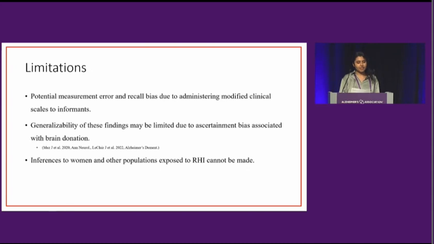There were some limitations as we couldn't administer these scales to the donors themselves, so there might be some measurement error and recall bias. And since this was a brain bank, there might be some ascertainment bias, but we've previously shown that selection bias does not negate associations in the UNITE Brain Bank, at least with respect to repetitive head impact and CTE relationships. The current sample also consists of predominantly men who played football, and inferences to women and other populations can't be made.